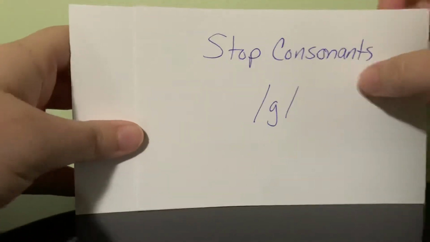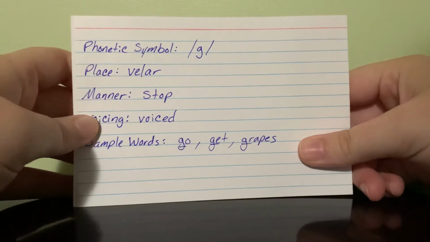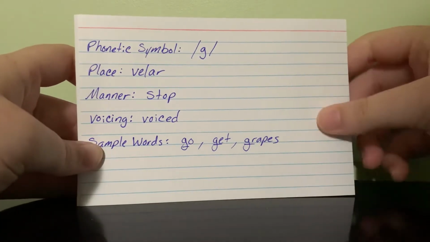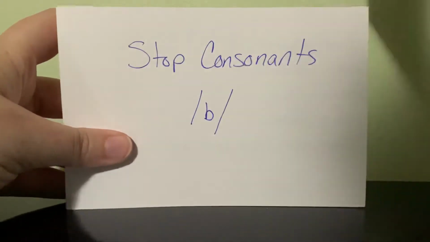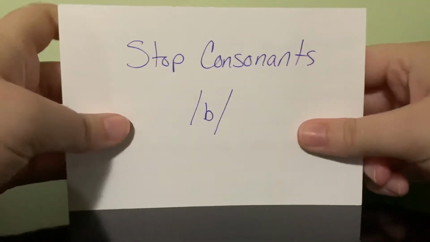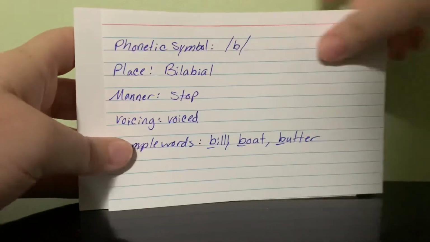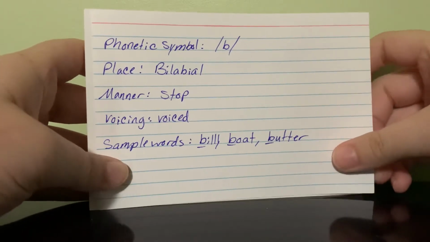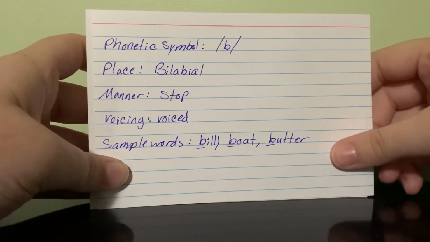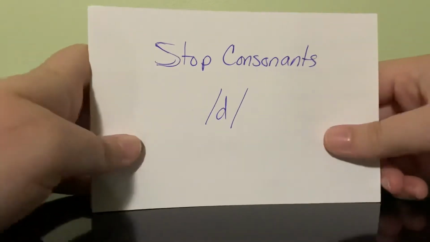Next stop consonant is a G, making the g sound. It's a velar placement. It is voiced, and it's in words such as go, get, grapes. Any of those making the g sound. Next stop consonant is a B, as in b. It is a bilabial placement. It's voiced, and it shows up in words such as bill, boat, and butter, making the b sound, and it'll be written as the lowercase b.